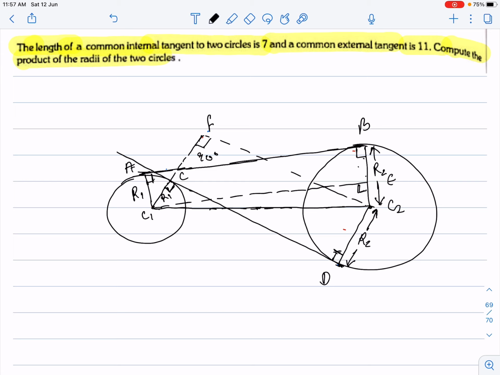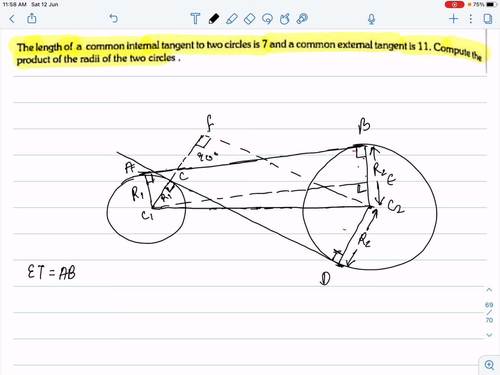So I have just made the figure over here. First is circle C1, other is the circle C2, and external common tangent means, this would be their external tangent AB. External tangent is AB over here.